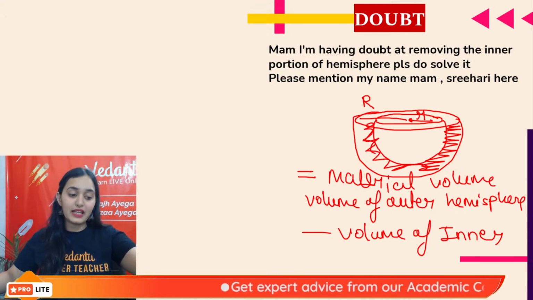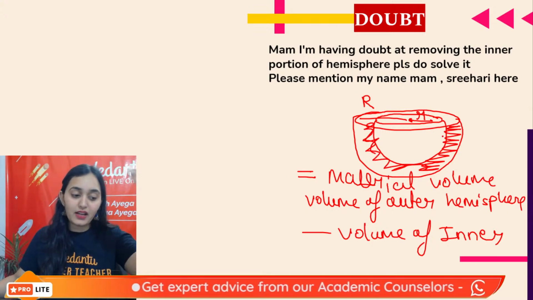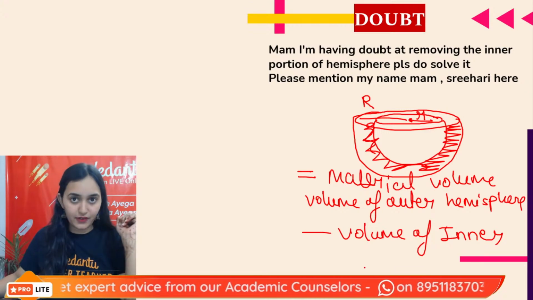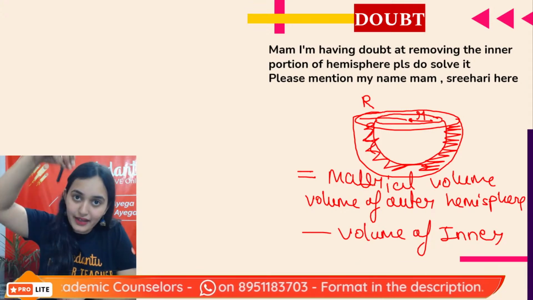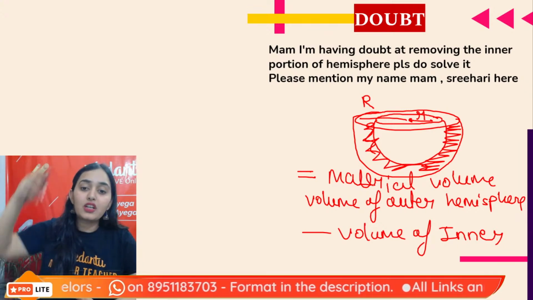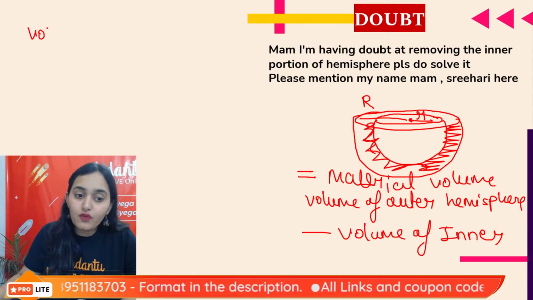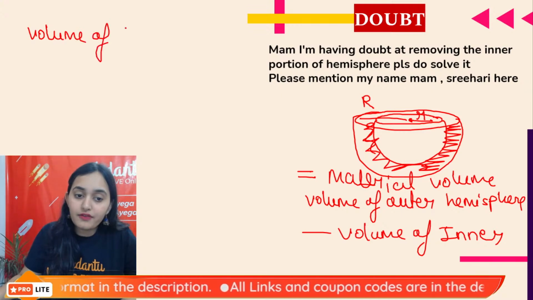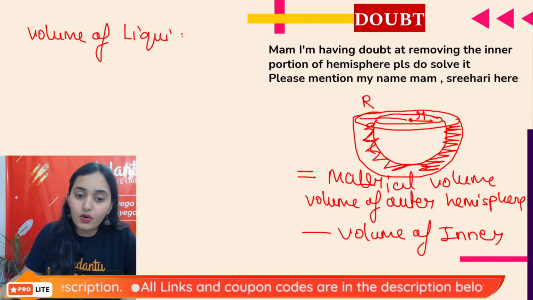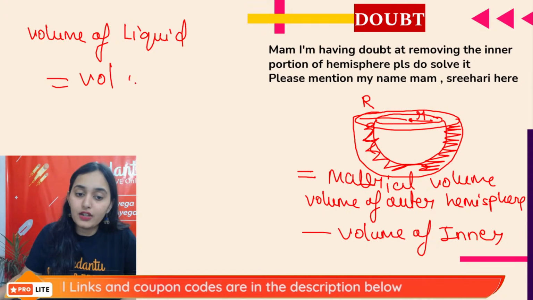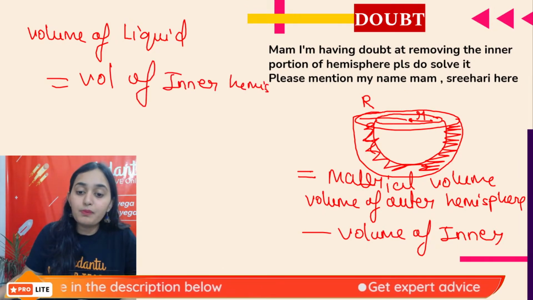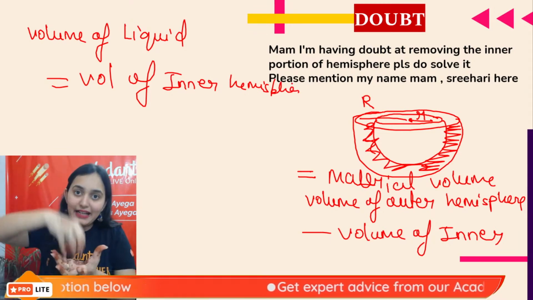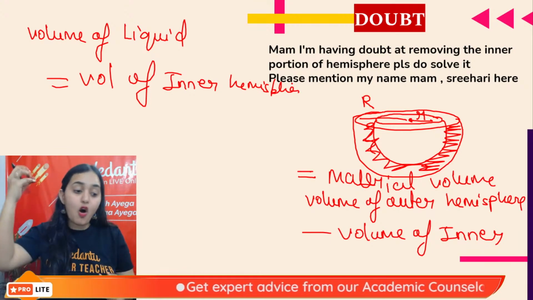So how much is this material? Volume of outer hemisphere minus volume of inner hemisphere. Now if they ask you how much water can be put, how much liquid can be kept, the volume of liquid they can hold will be equal to the volume of inner hemisphere only, because you will put anything inside it, you will not put anything on it.